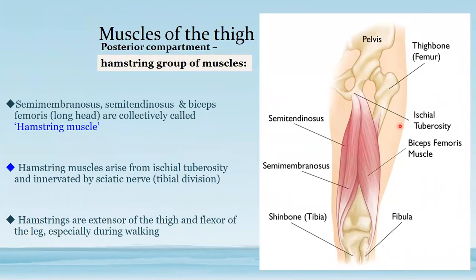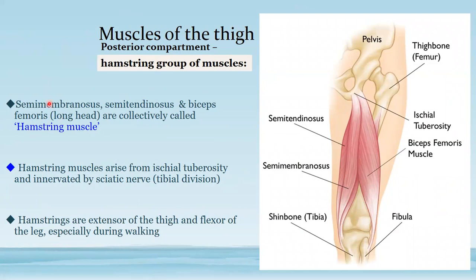For the anterior part, we have the quadriceps femoris muscles. For the posterior compartment, we have the hamstring group of muscles. Anterior is quadriceps, posterior is hamstring. The hamstring group consists of the semimembranosus, semitendinosus, and biceps femoris, only the long head.